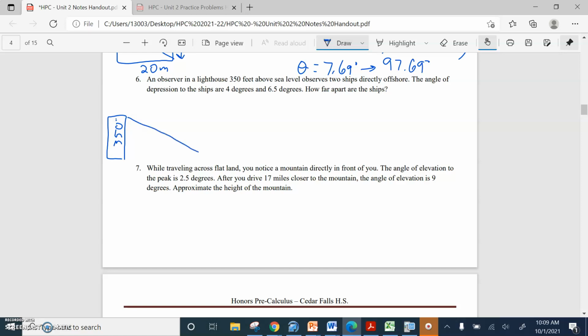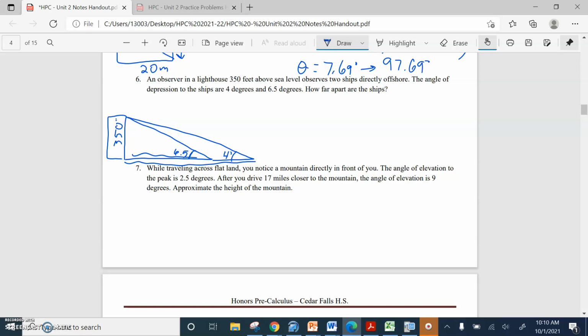So we have 1 boat, and then we have 2 boats. The closer boat is going to have that higher 6.5, and the farther one will have the smaller 4 degrees. How far apart are the ships? Well, let's just figure out how far each one is from the lighthouse first, because if we can figure out this distance here and then this distance here, we can subtract, big minus little, and get the distance we're looking for.